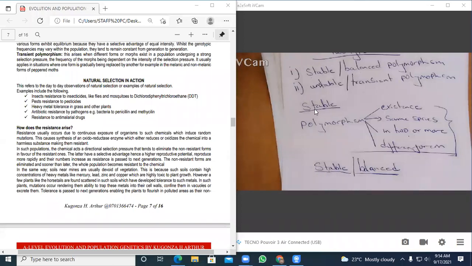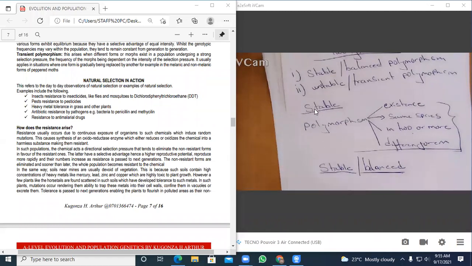Then we have peppered moth. Do you know moth? A sister organism to butterflies. They are nocturnal, they move at night. We call them peppered moth. We are going to see that they are under unstable. We have very many examples we have given.